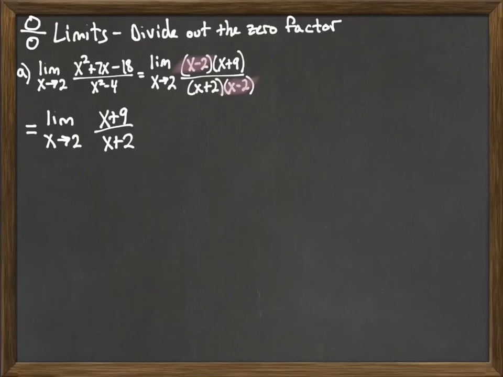Limit as x approaches 2 of x plus 9 over x plus 2. At this point, we have a rational function, and it's defined at x equals 2. The bottom's not 0 anymore, so we can just evaluate. 2 plus 9 is 11. 2 plus 2 is 4.